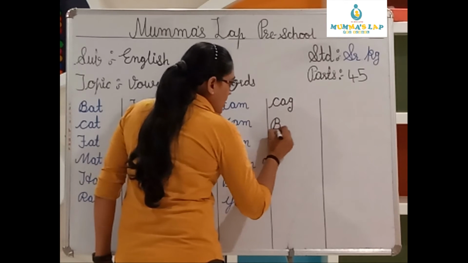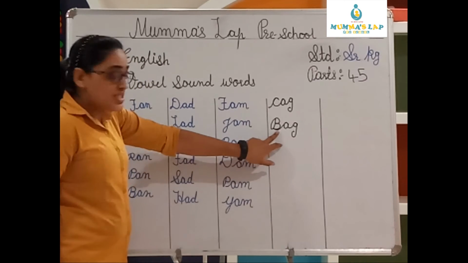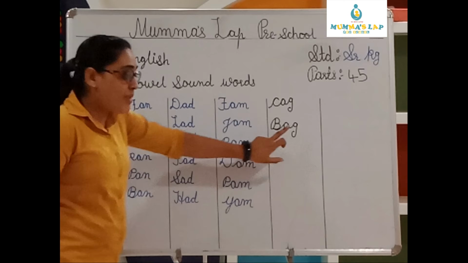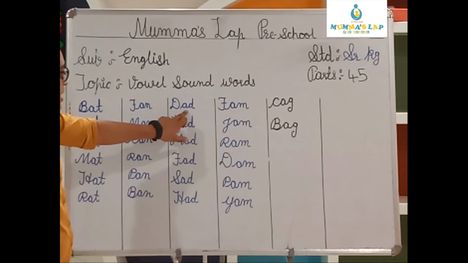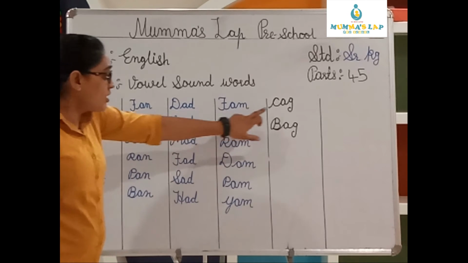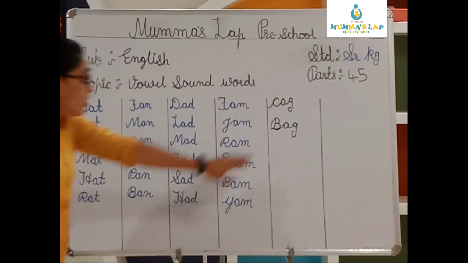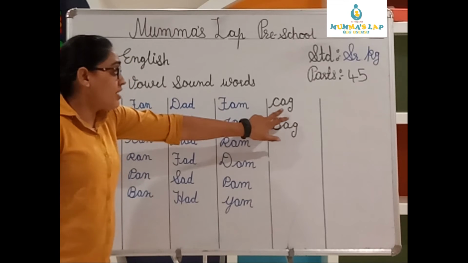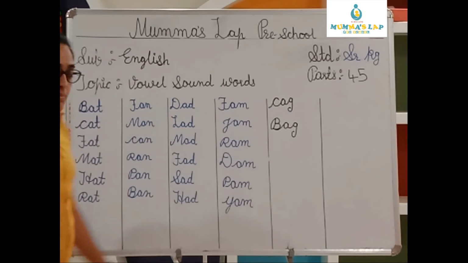Next, B, A, G, bag. What is the sound of B? B, B, B, bag. This is at sound, an sound, ad sound, am sound, and ag sound. Ag means egg. What do we call it? Egg. C, A, G, keg. B, A, G, bag.